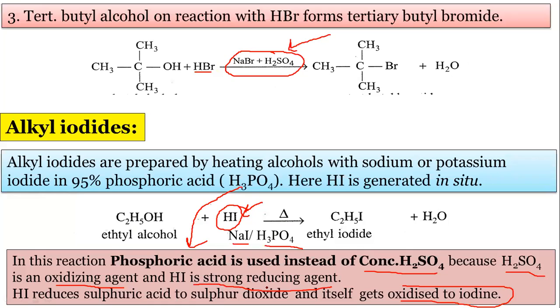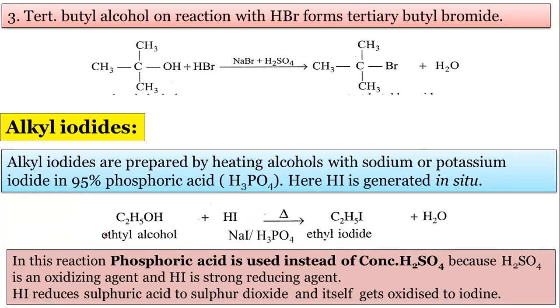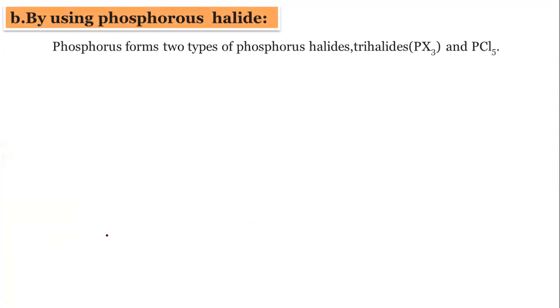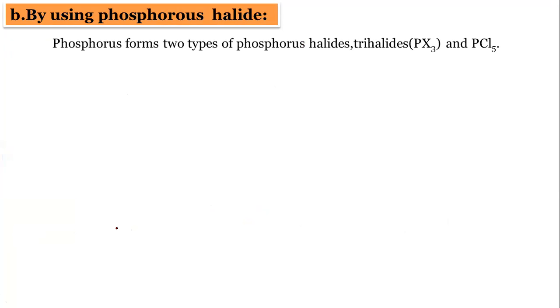Remember, this can also be asked in the examination. For the preparation of alkyl iodides by using alcohols, instead of H2SO4, why is phosphoric acid used? You should know its answer. The answer is given here. So the preparation of alkyl chlorides, alkyl bromides and alkyl iodides is completed. The first part is completed.